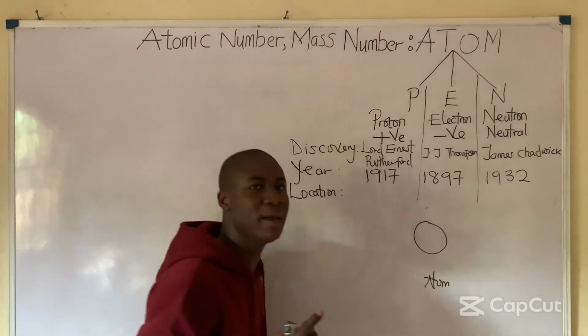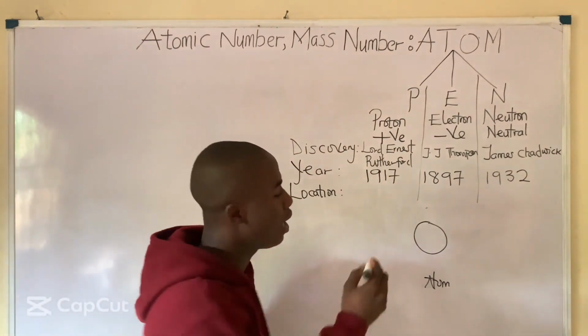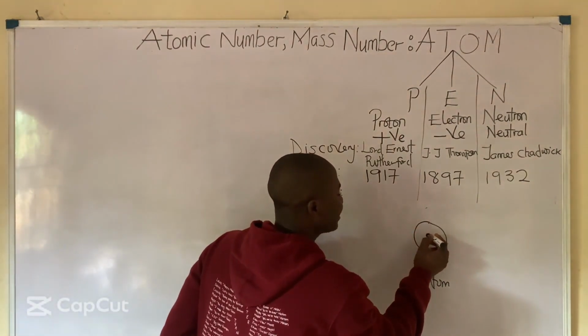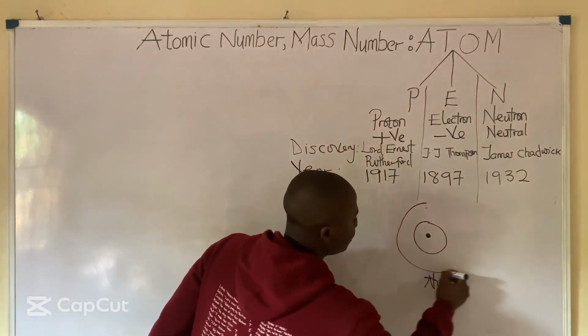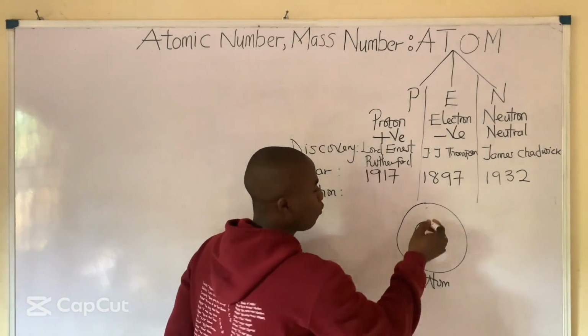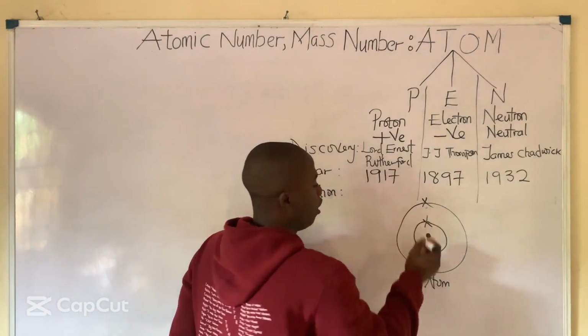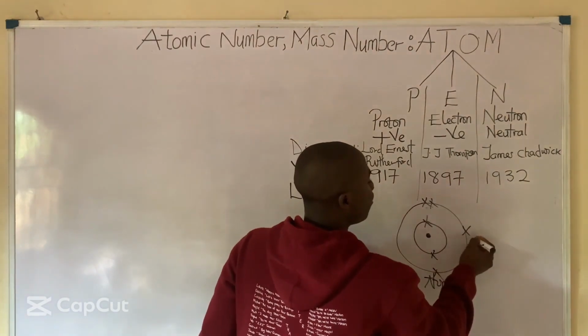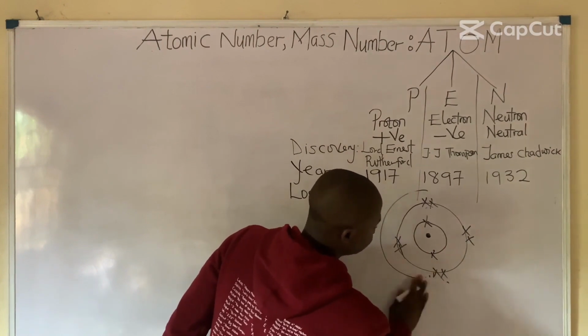An atom is made up of a centrally located structure, and that centrally located structure is called the nucleus. So let's assume this to be called an atom. And we have something that revolves around this atom, which I'm drawing now.